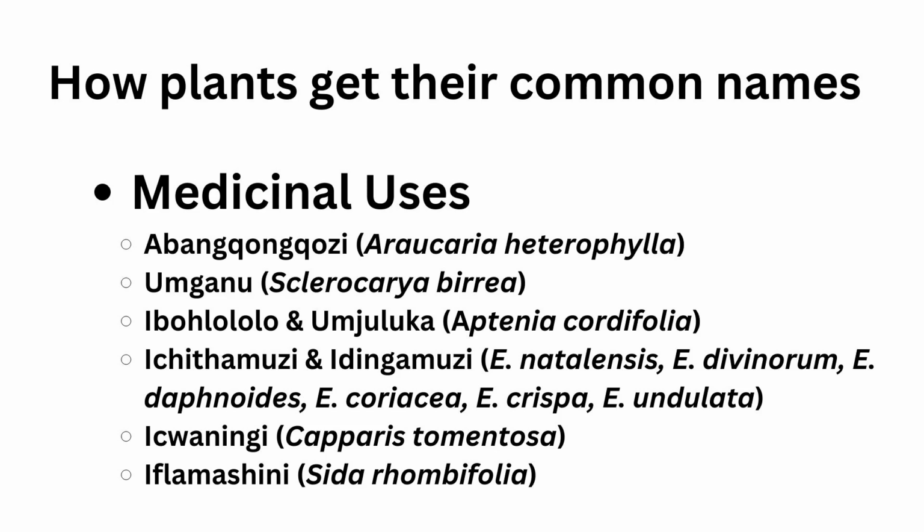You also have a plant named Iflamashini. Flamashini means aeroplane, and this plant is usually used as a substitute for marijuana. So it's used to get high, hence the name Flamashini, because every time you use it, you feel like you're flying.